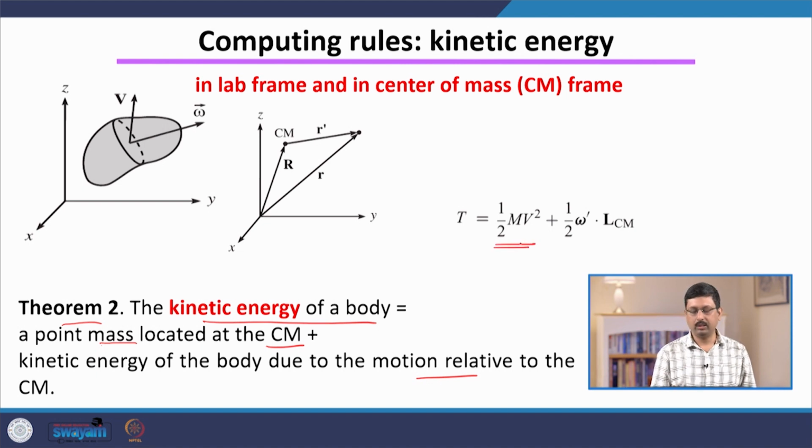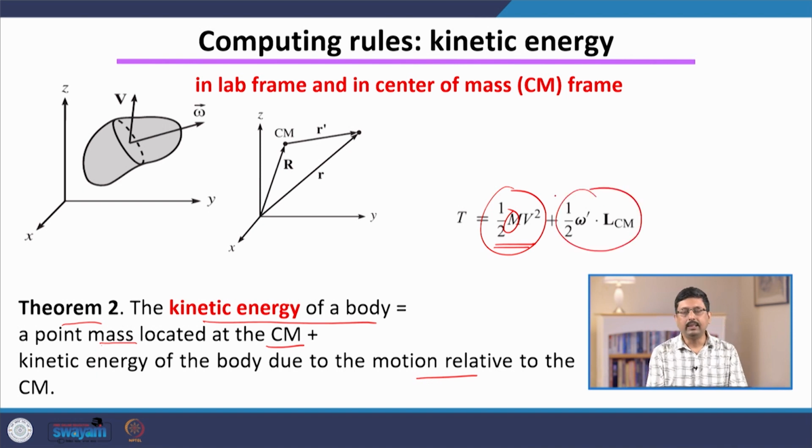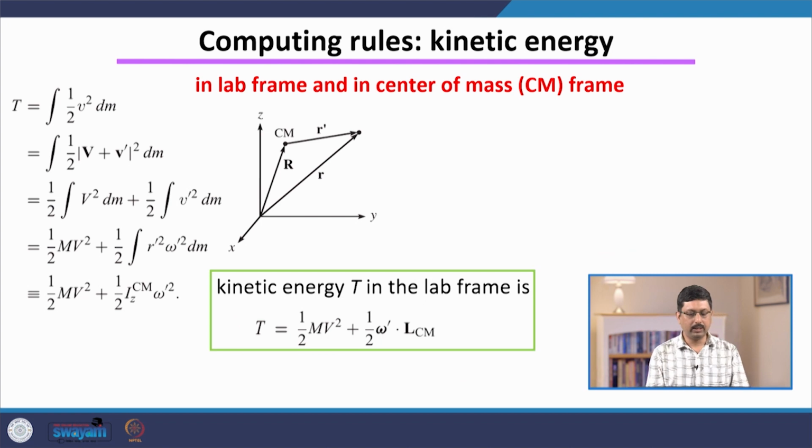The first piece denotes the motion of the center of mass, a point mass with mass capital M and velocity capital V located at the center of mass. So, this will have kinetic energy half M V squared, and the second part is the kinetic energy of the rotation about the center of mass. Let us see how the second part comes in. So, here we start. I am using capital T to denote kinetic energy. Note that kinetic energy is a scalar.